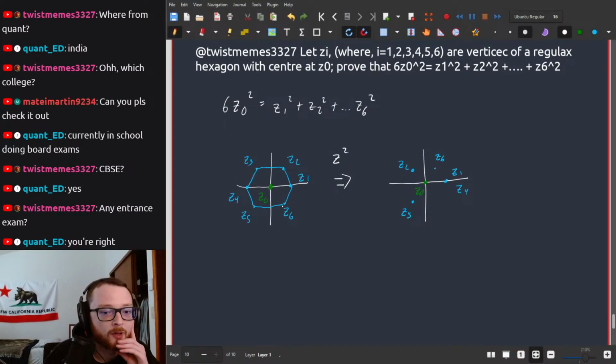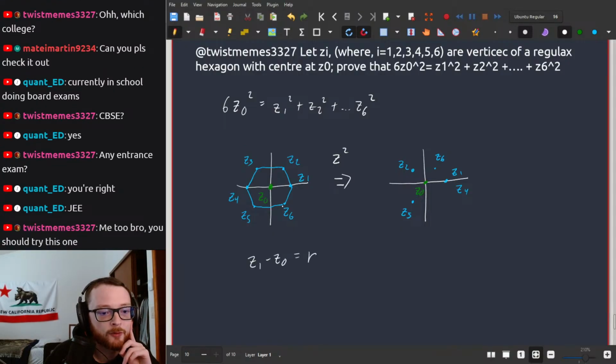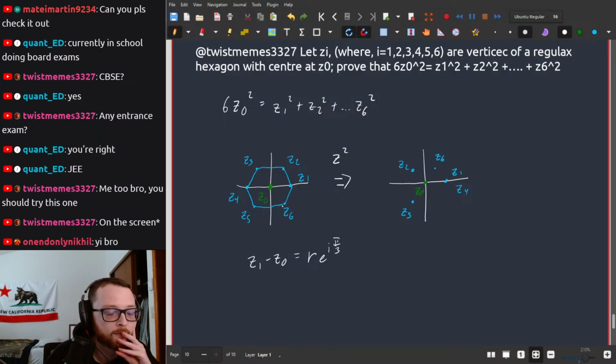Okay, let me think about what Trust Me is saying, because this graphical approach, I'm a little bit lost with it. I might have screwed up one of my angle doublings. So Trust Me was thinking about z1 minus z0. That should be some radius depending on the scaling, r e to the pi over 3. The radius should all be the same for these, which is nice.